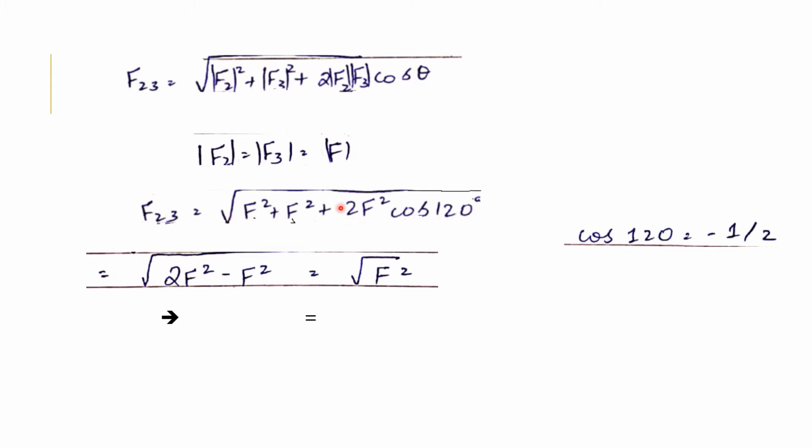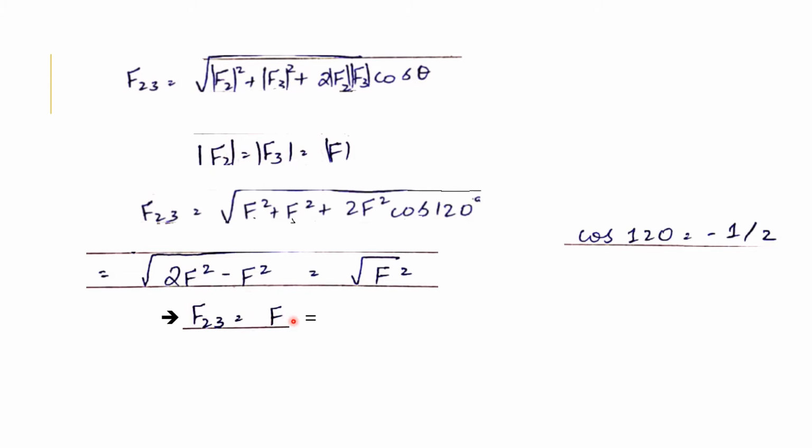There is a term cos 120 along with this one. That calculation you have to complete, then add these two. So you will get 2F square minus F square is equal to square root of F square, which is F. That means we are getting the resultant of F2 and F3 as F itself. What is F? F2 or F3? Same. That formula itself we are getting.